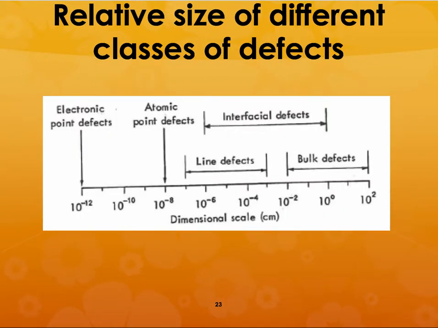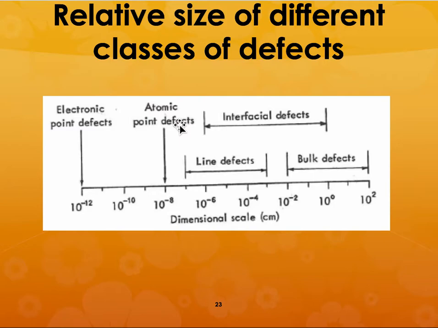So these are the sizes of defects that you will find in crystal structures. If you have point defects, then the size is that of one single atom, 10 to the power minus 12 centimeters. Or if you have an atomic point defect, where single atoms are missing from the structure, or if you have an extra atom in a position where it is not supposed to be, then the size is that of a single atom. So that one is of the order of 1 angstrom.